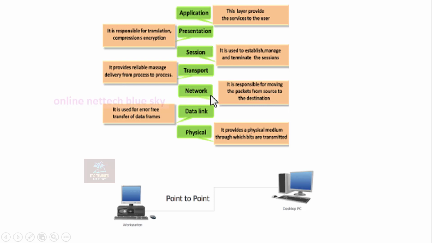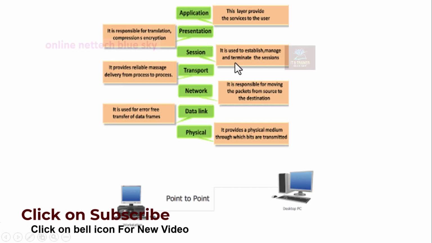It's responsible for the network layer, and the transport layer provides reliable message delivery from a process to a process. So it is the transport layer's responsibility. And the session layer is used to establish, manage and terminate your session. So that is one type of session layer.